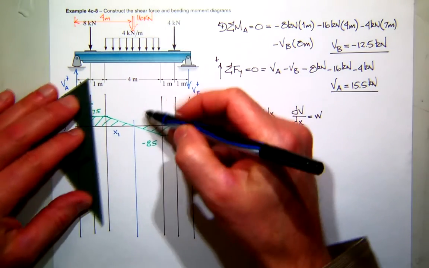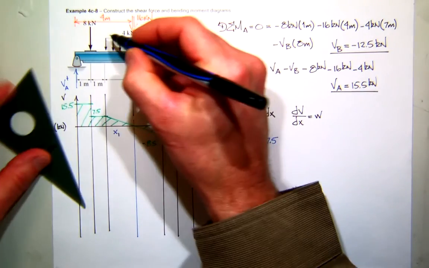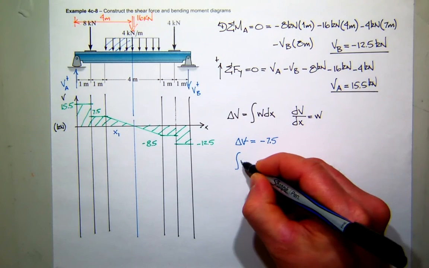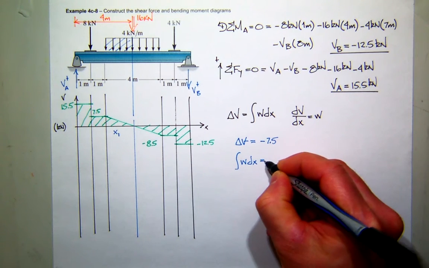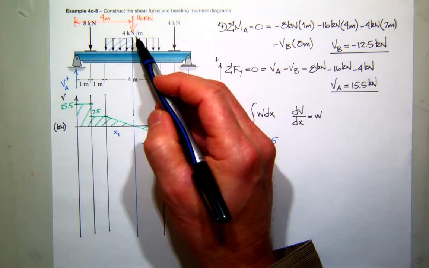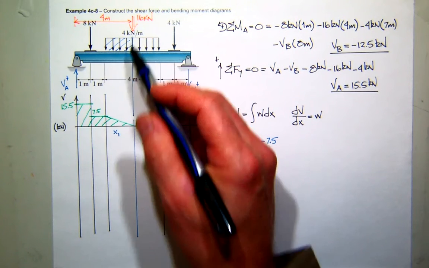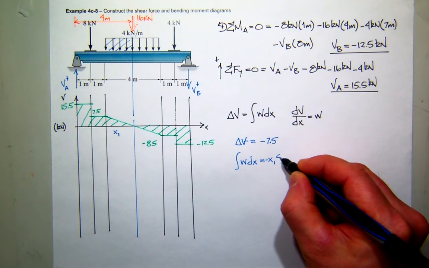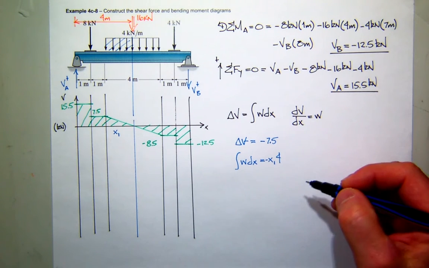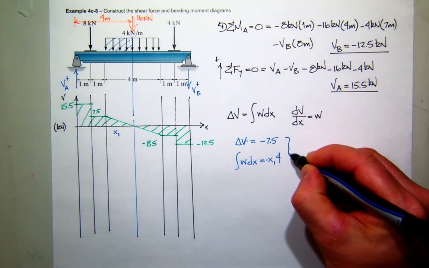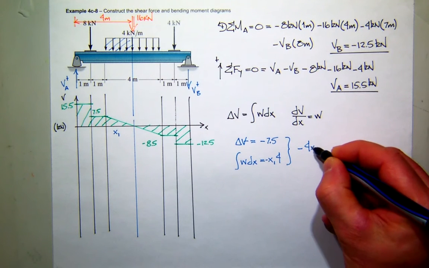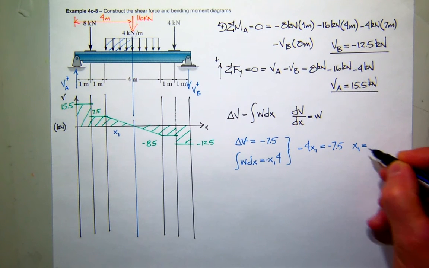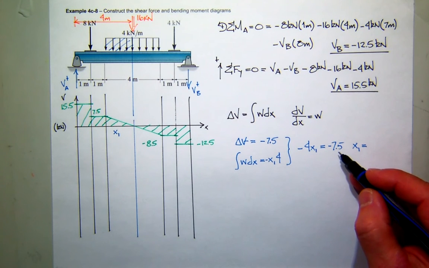Over that same segment, let me extend this up. This is the area under my load diagram, right? What is the area under my load diagram? What's the area of that rectangle? Base times height. What's the base? x1. What's the height? 4. Those two things have to be equal, right? So that means I now get an expression that says minus 4x1 is equal to minus 7.5. So what's x1 equal to? Whatever 7.5 divided by 4 is.